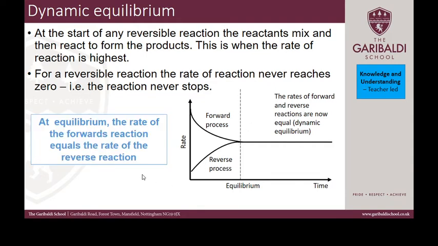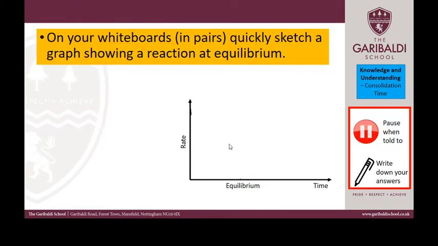So at equilibrium, the rate of the forwards reaction equals the rate of the reverse reaction. You can see the forward reaction, the rate, equals the reverse reaction. Okay, on your whiteboards, in pairs, quickly sketch a graph showing a reaction at equilibrium. Pause the video. When you have done it, unpause it, please. So pause now.